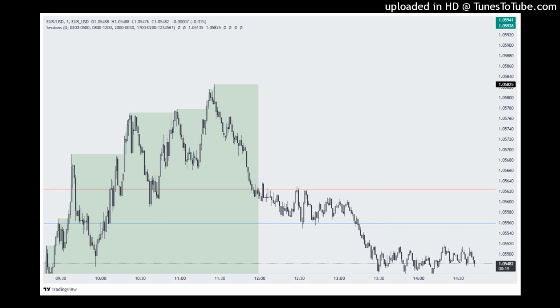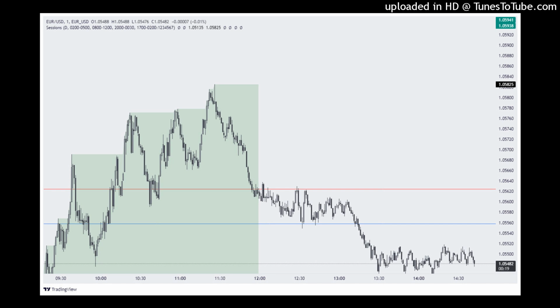Respect is, again, what we will show examples of, but respect would be when we wick it and we have a very long wick and we close above the daily fair value gap. That's what you would want to see ideally.